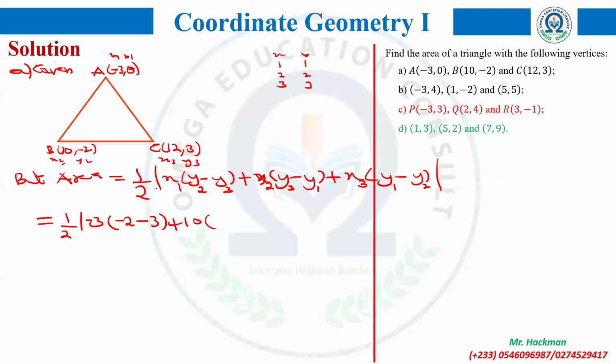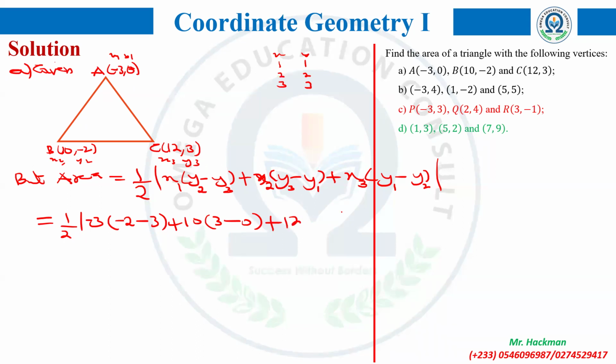Into what is your y sub 3? Y sub 3 is 3. Minus what is y sub 1? Y sub 1 is 0. Are you following? Okay, then x sub 3 is 12.